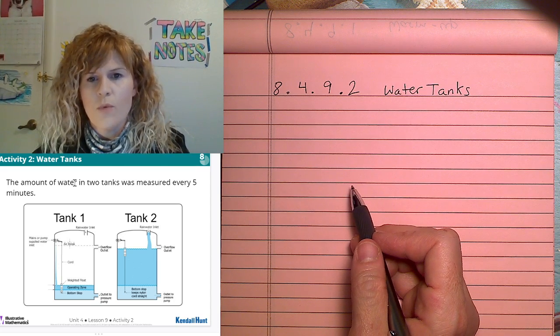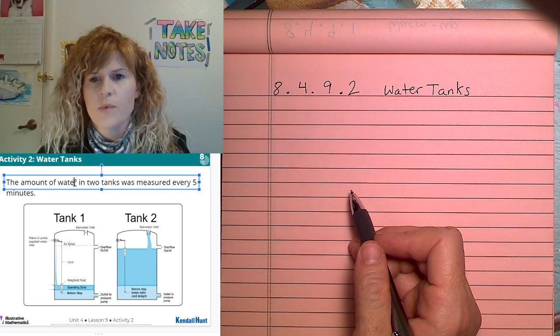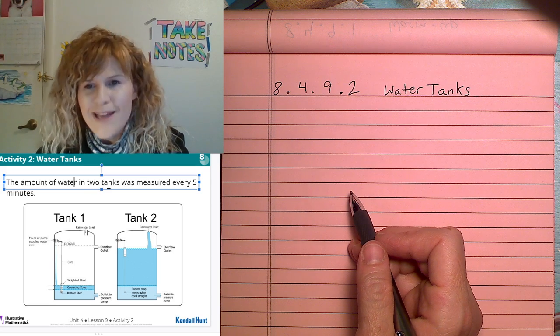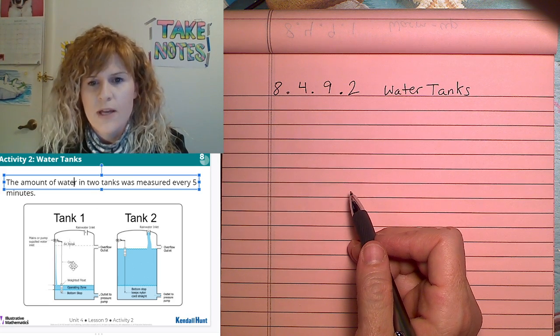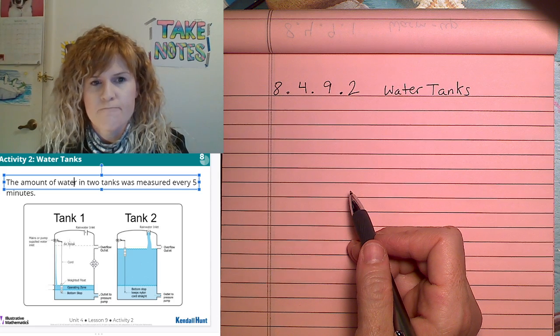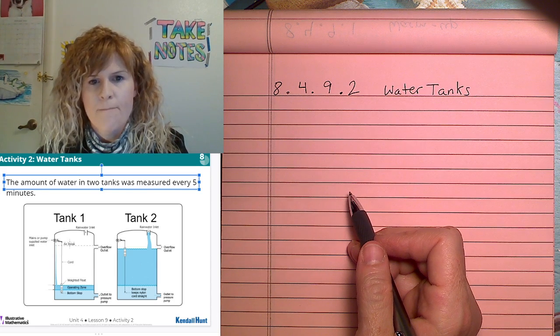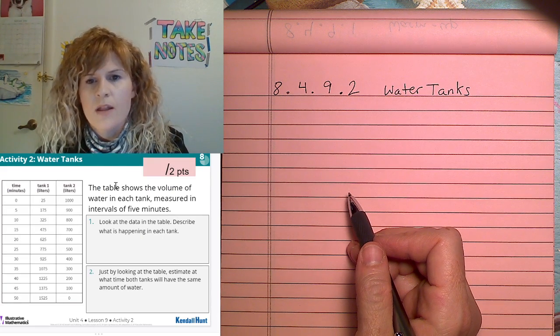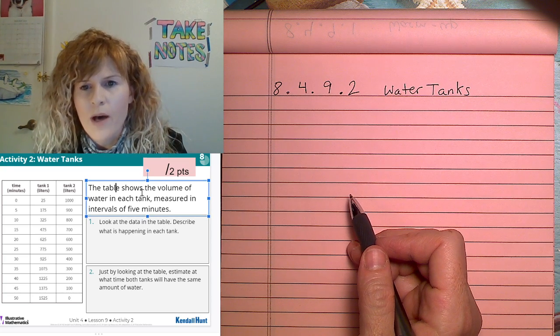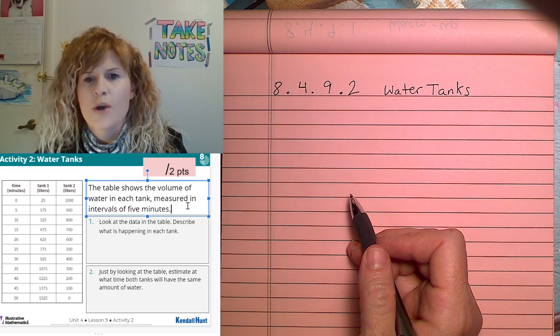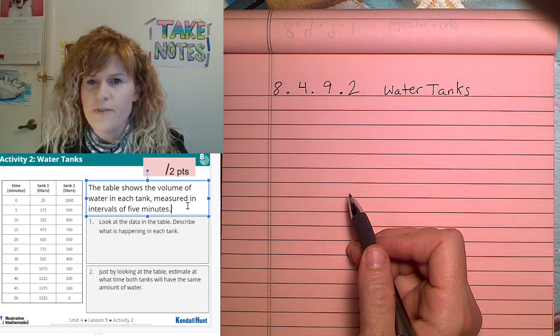The amount of water in 2 tanks was measured every 5 minutes. Simple enough. Here's a picture of the 2 tanks. The table shows the volume of water in each tank, measured in intervals of 5 minutes.